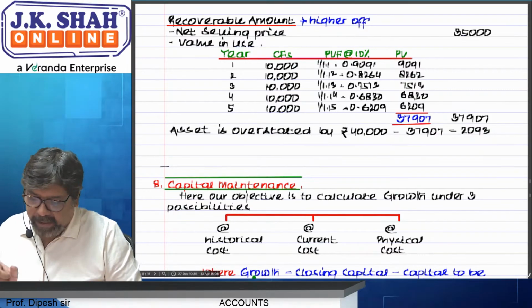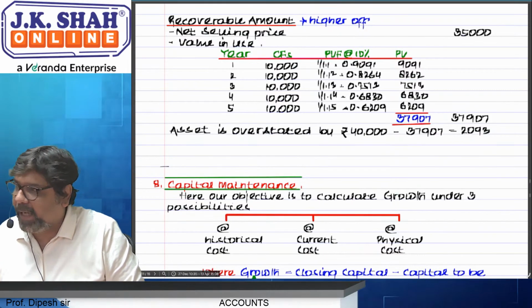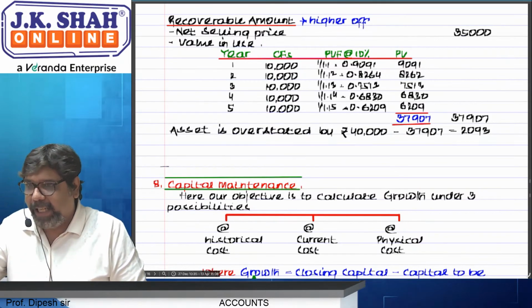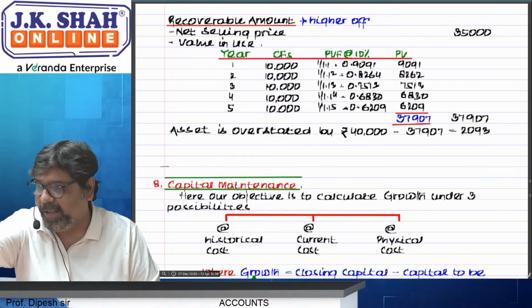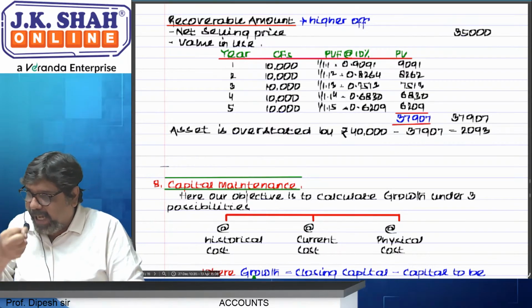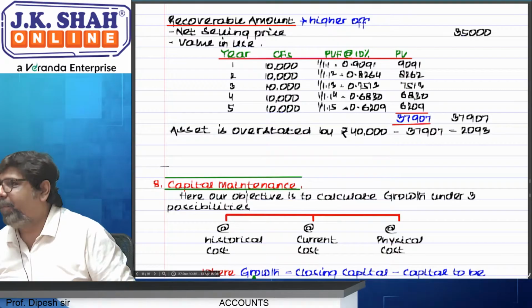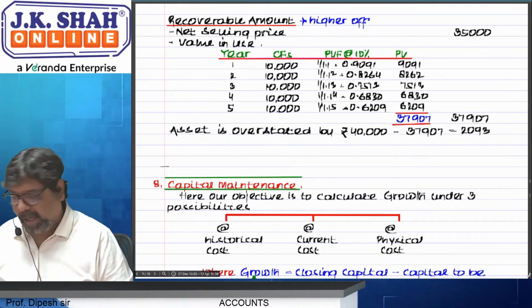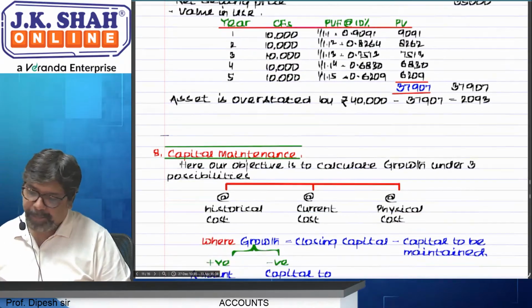Tell me, 37907, do you understand its meaning? Instead of getting 10,000 for the next 5 years, if I get the entire money today, how much will I get? 37907. Correct?